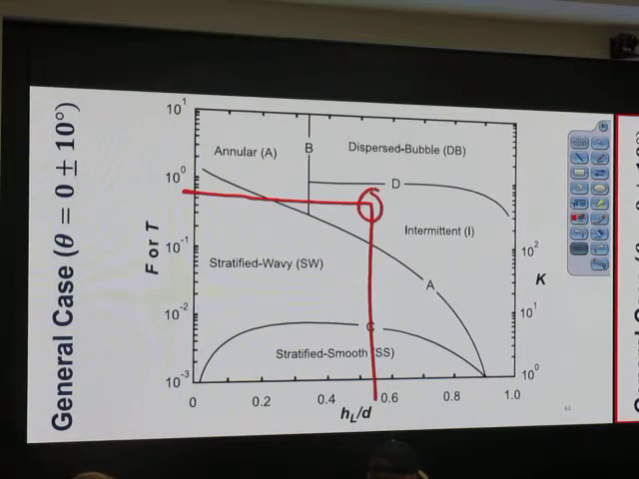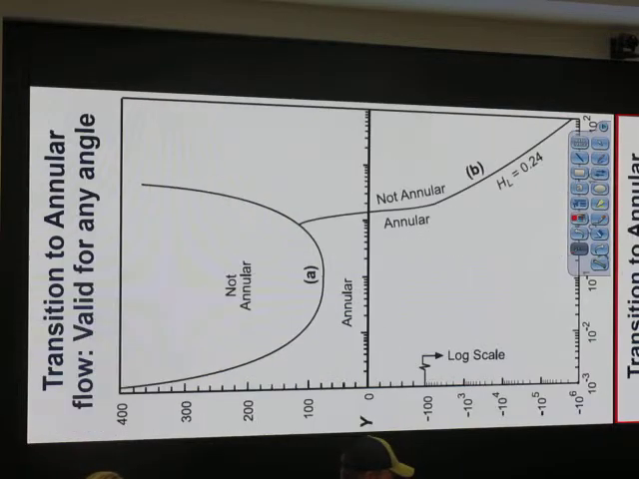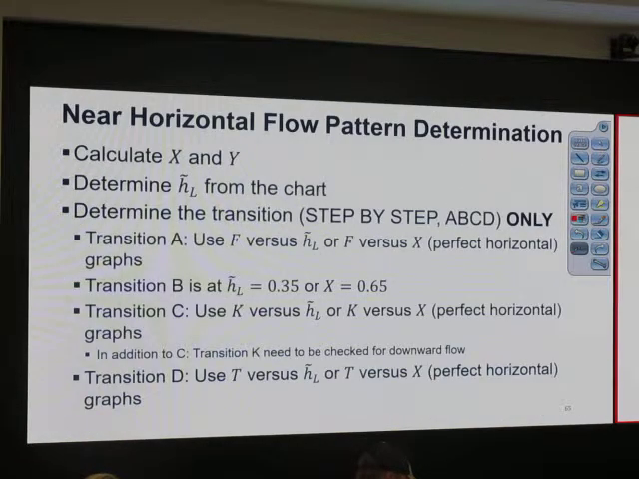Maybe, maybe not. Does it mean that it's dispersed bubble flow? Not yet. Okay. Step 1, we can check just whether it's stratified or not. If it is not stratified flow, we check transition B. Transition B is to check if it is annular flow or not.